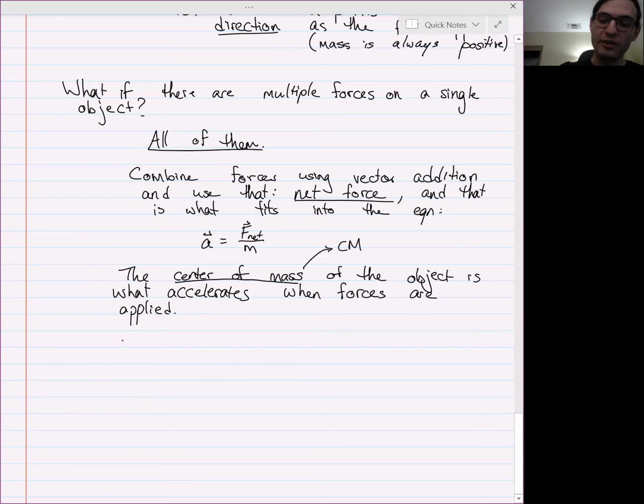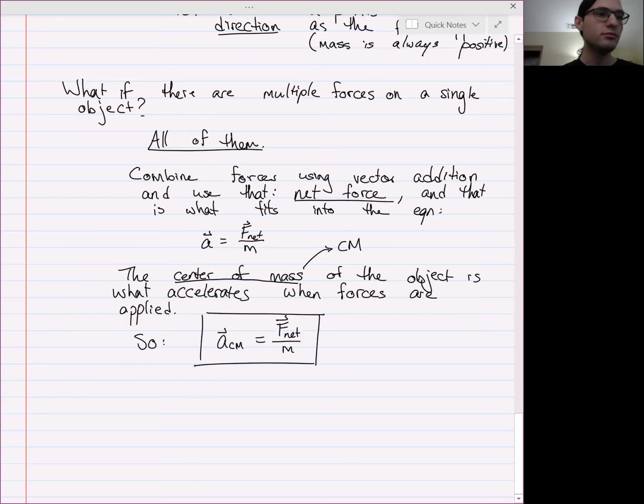So really, what we should have is this equation. A sub CM, that is the acceleration of the center of mass, is equal to F net divided by m. Now that we have this equation, the force diagram should make sense. The force diagram lets us visualize which forces are present, which forces can add together to give the net force, and then it will tell us how the body responds to those forces being applied to it, in the form of giving us the acceleration of the center of mass.